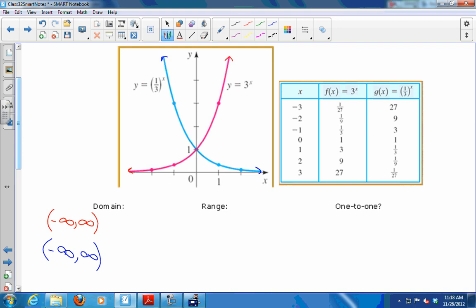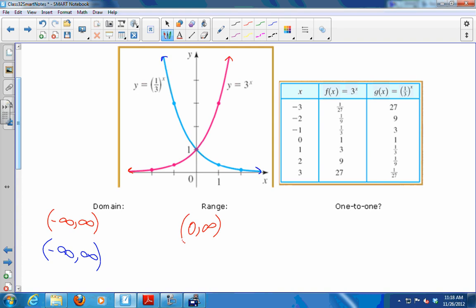Going back to the red graph, y equals 3 to the x. What is its range? What y values get covered by that graph? 0 to infinity. Should I include the 0? No. There is no number x that I can raise 3 to and get 0 as an answer. I can never get 0 as an output. So I'm not going to include the 0.